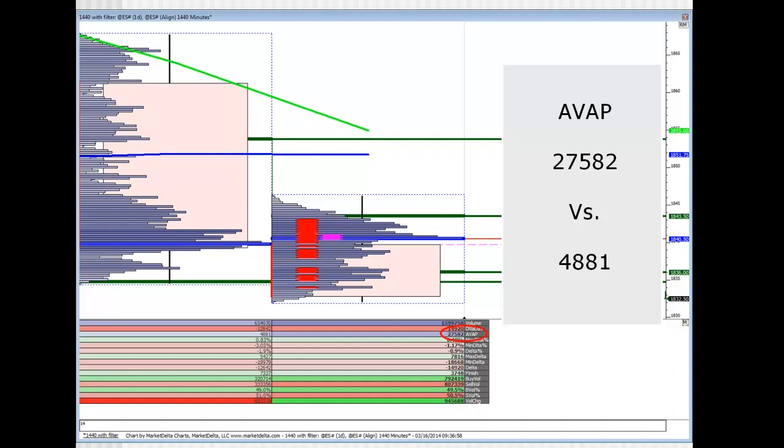Now notice the difference and the extent of the difference between the two. The average volume at price for Friday was 27,582 versus 4,881. So that move on Thursday, that drop of 33 points or so, came down at very low volume. Nobody seemed to be trying to halt the drop. Buyers didn't really step in. They let it drop. They didn't begin to step in until this new range where we are now.